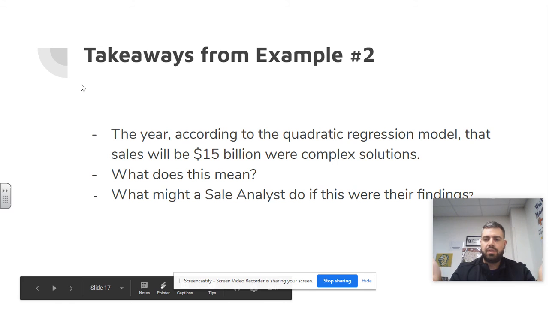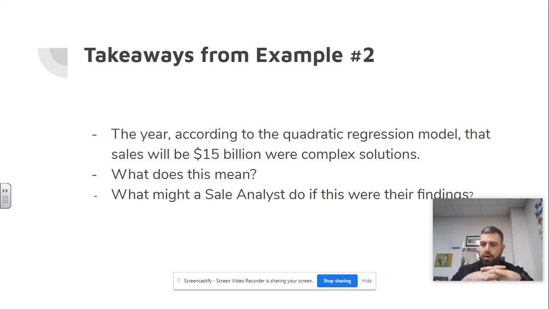Okay, so our takeaways. It says that according to the quadratic regression model, our sales will be 15 billion. When our sales are 15 billion, it's some sort of complex solution. So it's not something that we get without looking at something else. So what does this mean? It means that we don't have a real solution. It's not a real number set problem, right? So what might a sales analyst do for their findings?